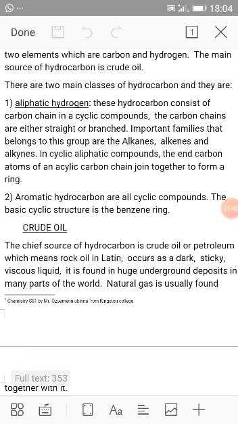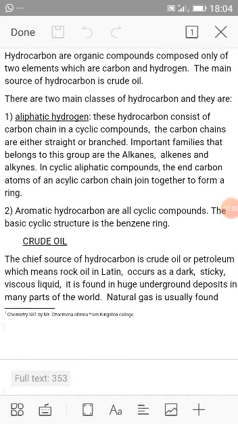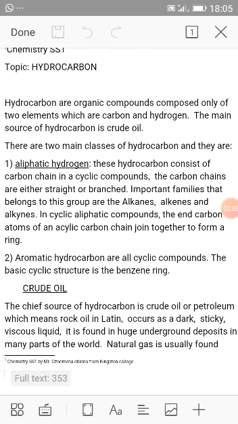The aliphatic hydrocarbon consists of a carbon chain in a cyclic or acyclic compound. Under aliphatic hydrocarbon, we have the cyclic and the acyclic compounds. Under the acyclic compounds, we divide into three. We have the alkane, the alkene, and the alkyne.